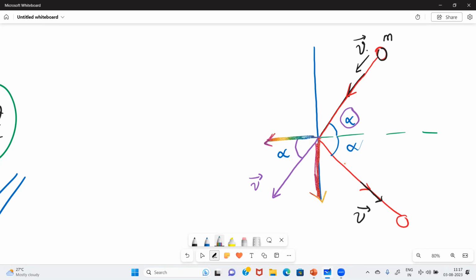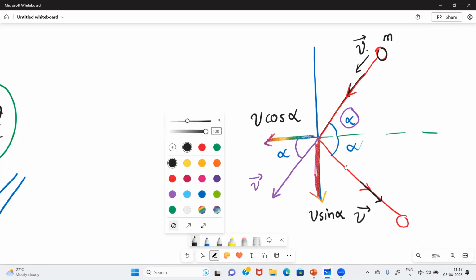So the one which is horizontal, what is it going to be? V cos alpha. What is the other one? V sin alpha. Now similarly, this is for the incoming momentum, incoming ball. Now the ball which has rebounded, for that I am going to draw the vectors. This is the reflected velocity vector. I am going to resolve it into how many components? 2 components.